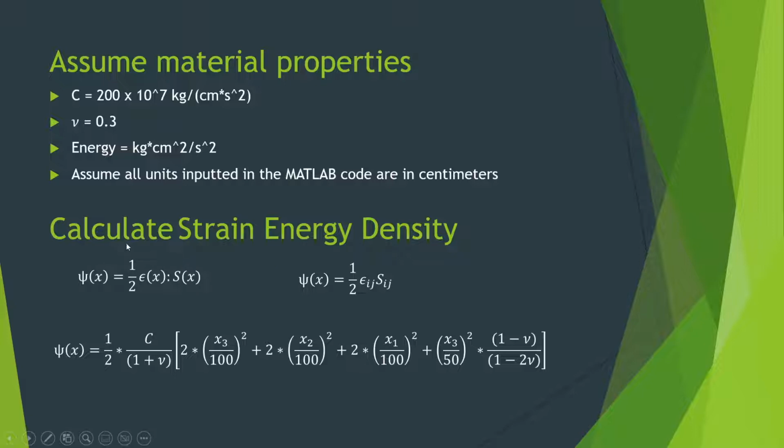And we also have to calculate the strain energy density, which can be given by 1/2 times the strain tensor double dot the stress tensor, which when simplified is half times epsilon_ij times sigma_ij. And this is my calculated strain energy density.